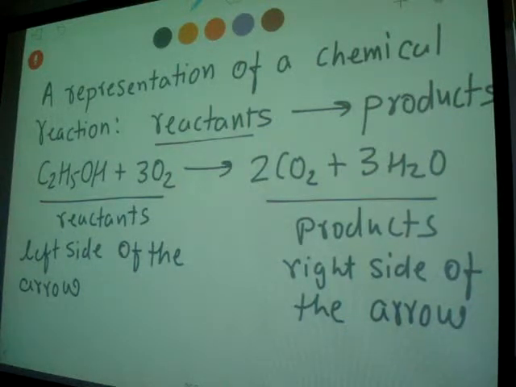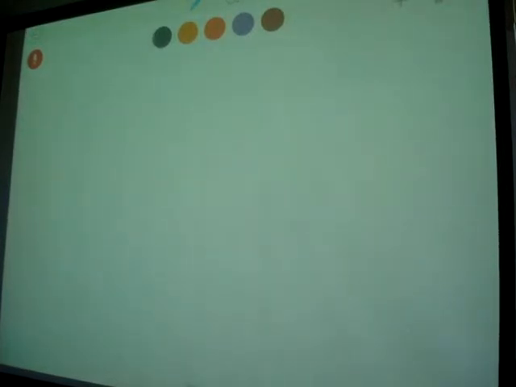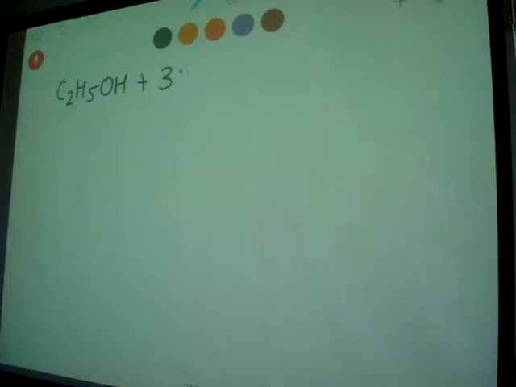Now, let's see, we are going to work on balancing it. Alright, so how do we balance? Or how do we present that? So let me go to the next one. We have C2H5OH plus 3O2, yields 2 CO2 and 3 H2O.